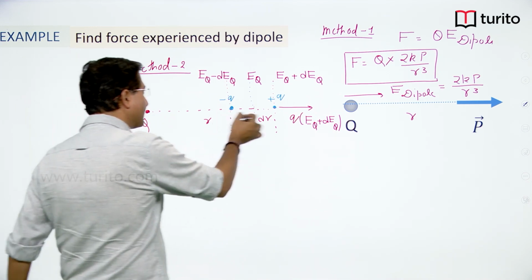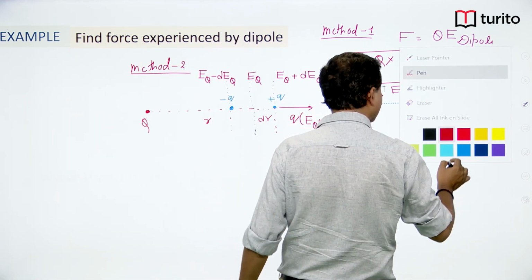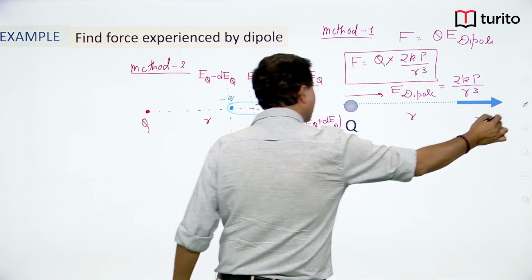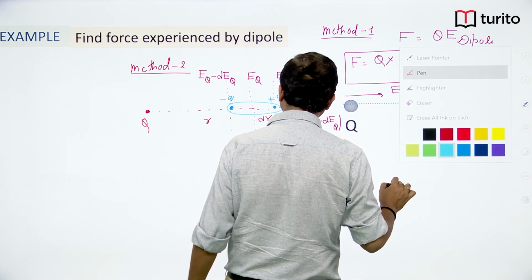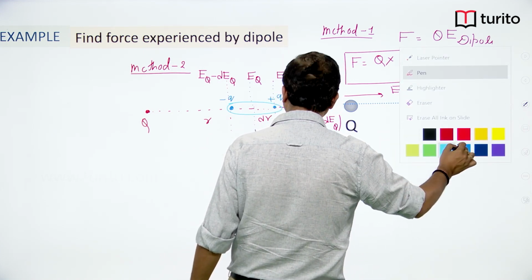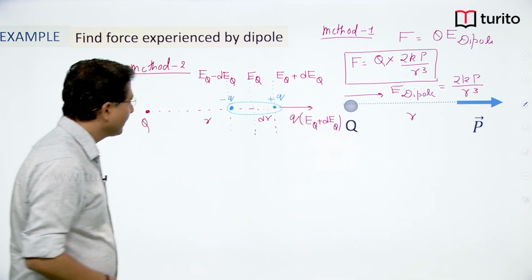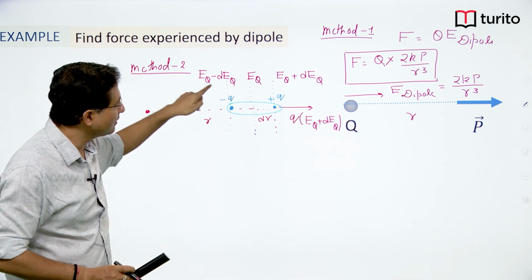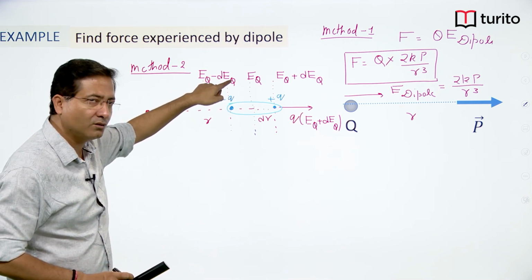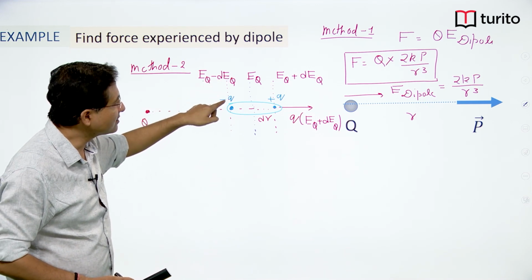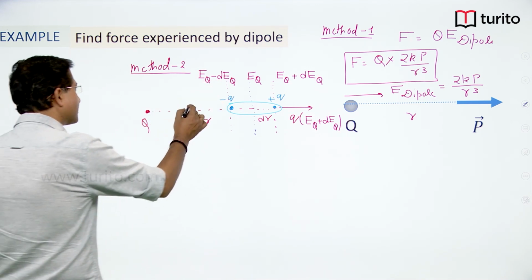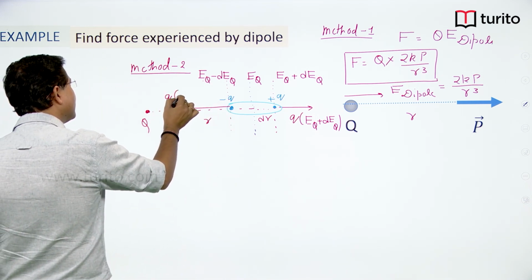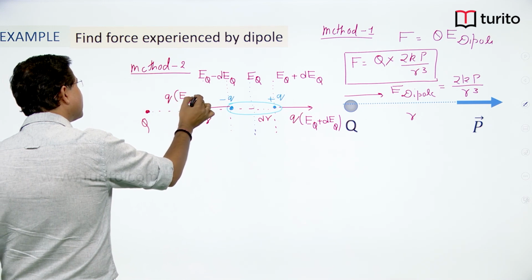Now, I am drawing the free body diagram of this dipole. So, we are following method 2, and now we are drawing the free body diagram of the dipole. And for this negative charge, as the field is in this direction, the magnitude is EQ minus dEQ. The charge is negative, so it experiences force in the opposite direction. So the force it experiences is q times EQ minus dEQ.